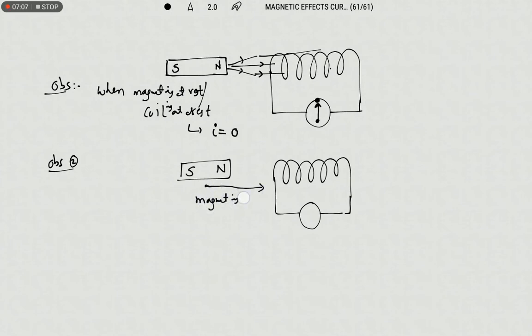Magnet is in motion with a particular speed. So when the magnet is in motion with a particular speed, what happens? As the magnet is moving towards the coil, the number of field lines passing through the coil will change. That means the field lines which cross the coil are changing. So then he observes some deflection in the galvanometer.